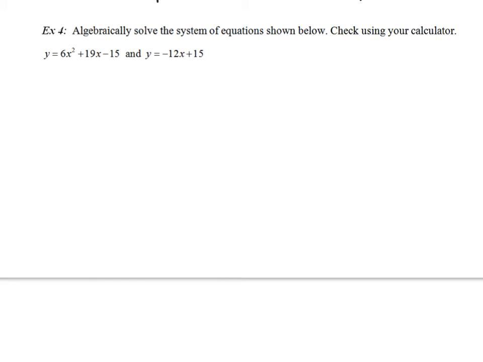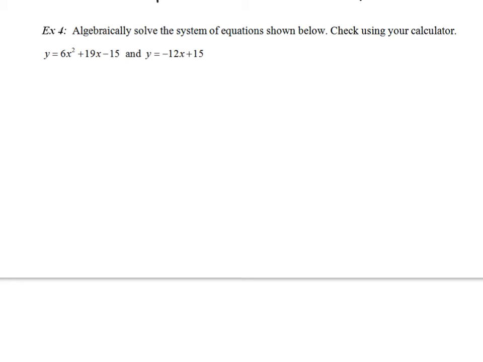Our last application problem today is one that is going to be really useful for us when we are trying to solve systems of equations. You'll notice that for these two equations, the first one is a parabola. y equals 6x squared plus 19x minus 15. The second one is a line. y equals negative 12x plus 15. So we want to solve this system.